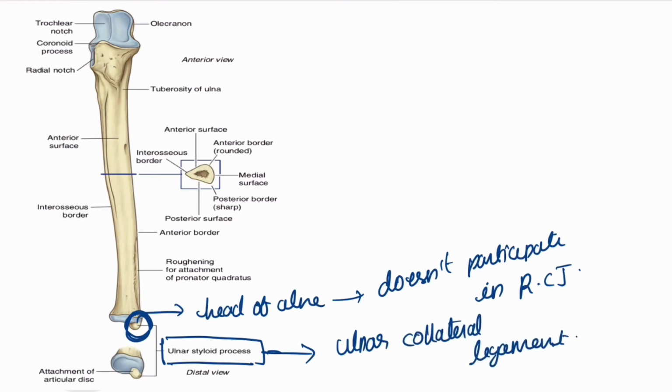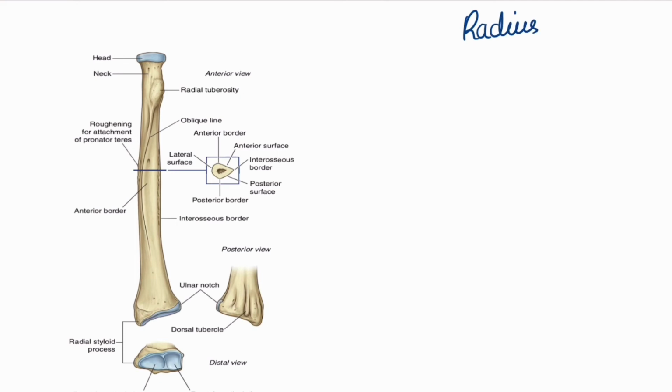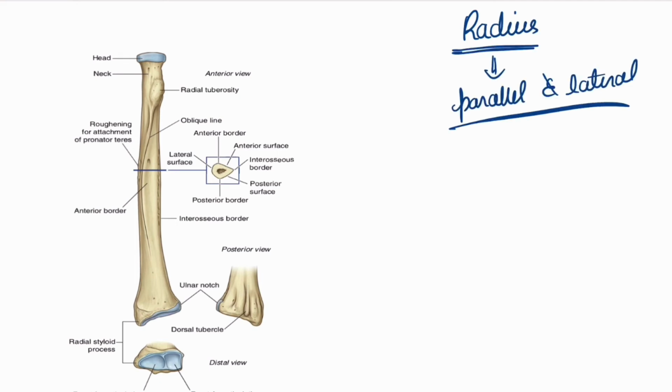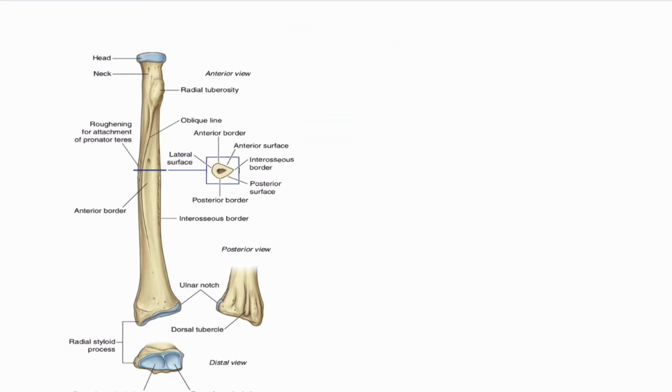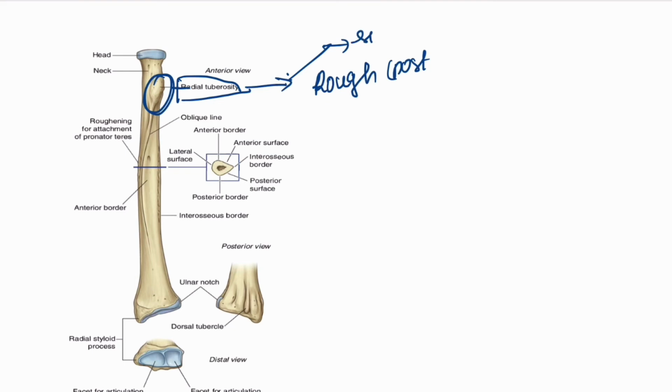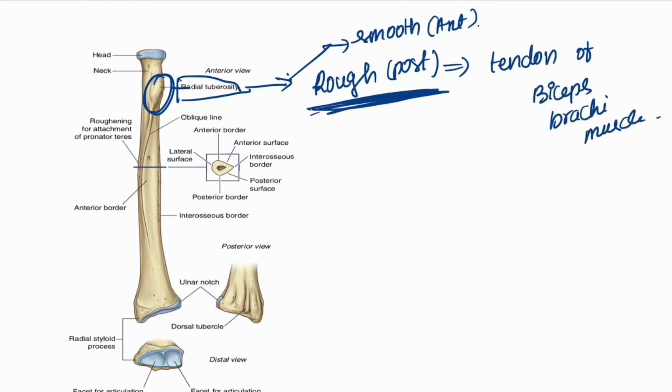Now let us look at the radius. This is the radius. This is parallel and lateral to the ulna. This is the head. It has the concave depression. It is also disc shaped, which is helpful for pronation and supination. Medially, it is attached to the ulna. And below the head, we have the radial tuberosity here. This is the radial tuberosity. This radial tuberosity is rough posteriorly and smooth anteriorly. This rough posterior surface serves as an attachment for the tendon of biceps brachii muscle.